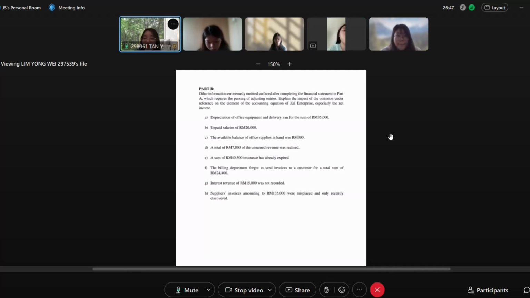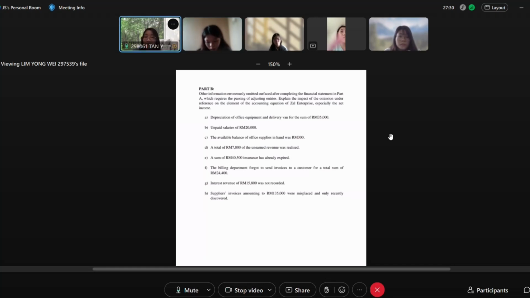So next, a total of 7,800 of the unearned revenue was released, so it will affect the liability. Yes, the liability will decrease and the owner equity will increase because of the increase of revenue, so the net income also will increase. So next, a sum of 40,500 insurance has already expired, so it will affect the expense. Yes. For this, the expenses will increase and the asset will decrease, so the owner equity also will decrease because of the net income.